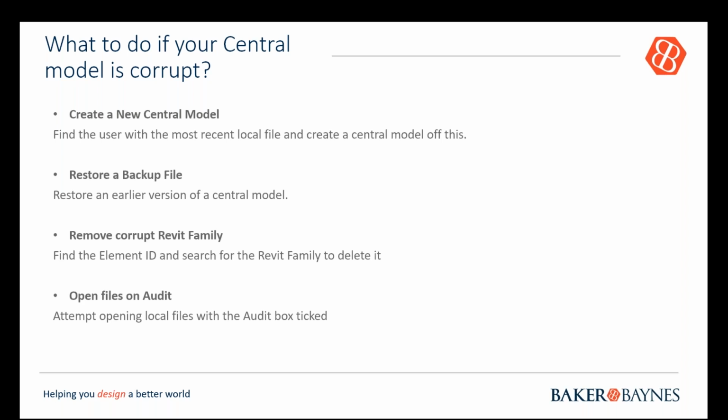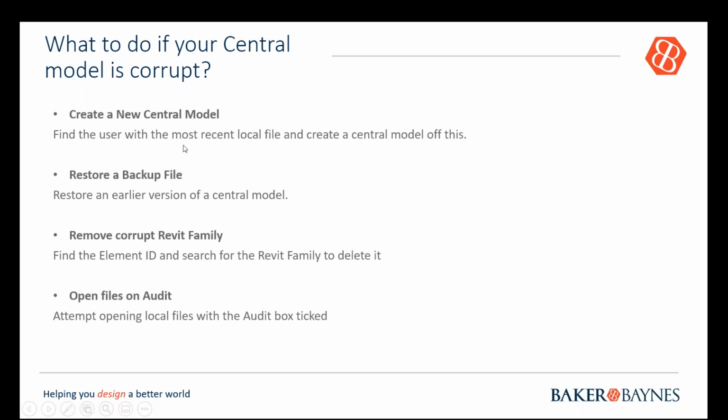Then we can look at opening files with audit, which is a nice best practice as well. So on opening a file, and I will show you that as well, you can tick the box that says audit, so that when you're opening up your local files with the audit box ticked, it would help things. I'm sure people have seen the little error message saying missing elements, Revit can't find missing elements, it can't open the model. So if you do audits now and then on your local files when you're opening them, that would prevent messages like that popping up.